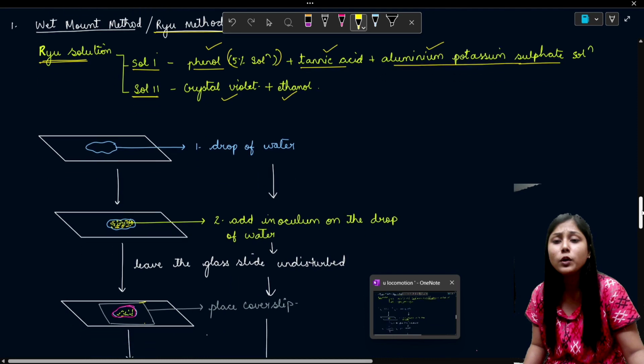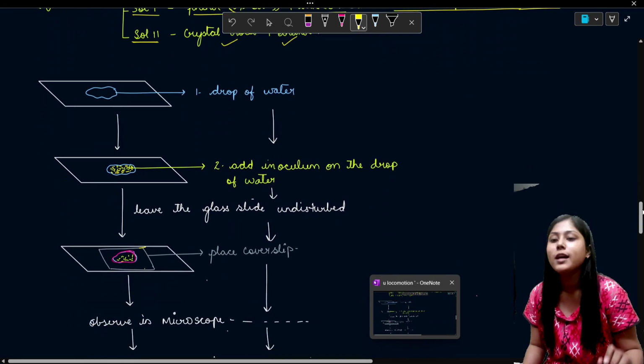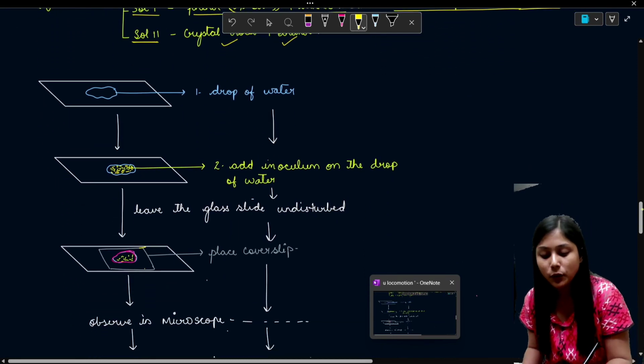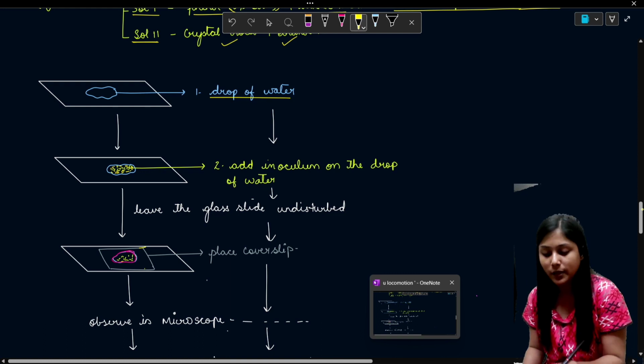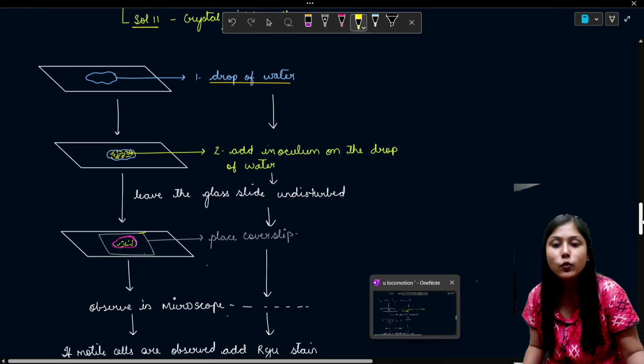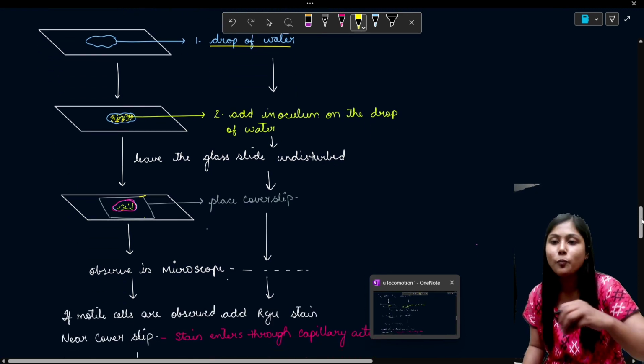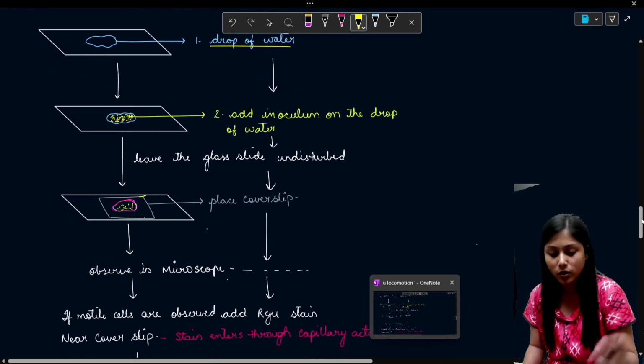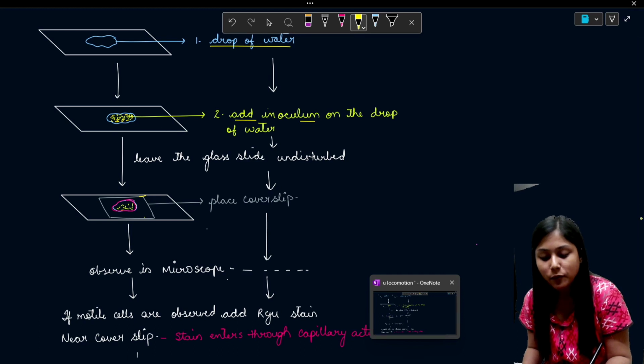What we are doing in this method is, first I'm going to take a very clean slide and add a drop of water on it. Okay, I have added the water drop. Now on the drop of water I'm going to add the inoculum and mix it completely, and spread it on the clean slide.